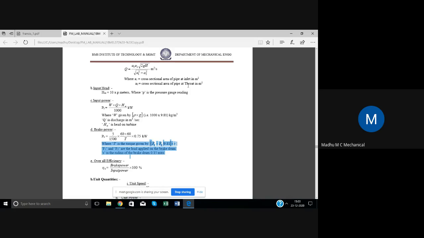So HM is equal to 10 into the pressure gauge reading. 0.2 into 10 power minus 4. Now tell me what is the input power, what is the output power?